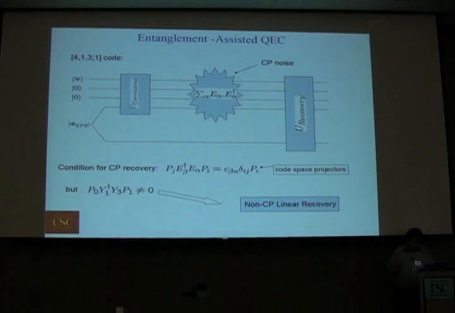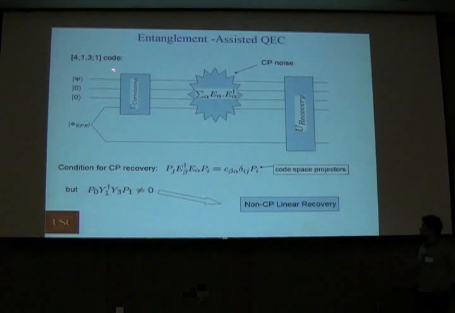And I have time, so I just quickly review this example of the entanglement-assisted quantum error correction, the 4131 code, that we examined. We just look at the recovery map here. If it is CP, this condition must be satisfied. But we check this condition, it's the sigma y error on the third qubit, and this on the first qubit, and it is not zero. So the conclusion is that the recovery here is a non-CP linear recovery. This was a second example.